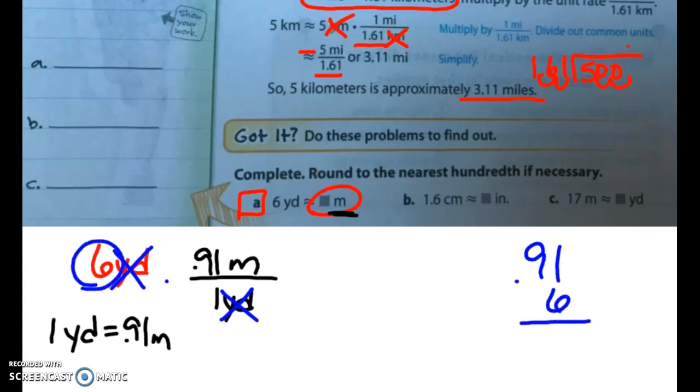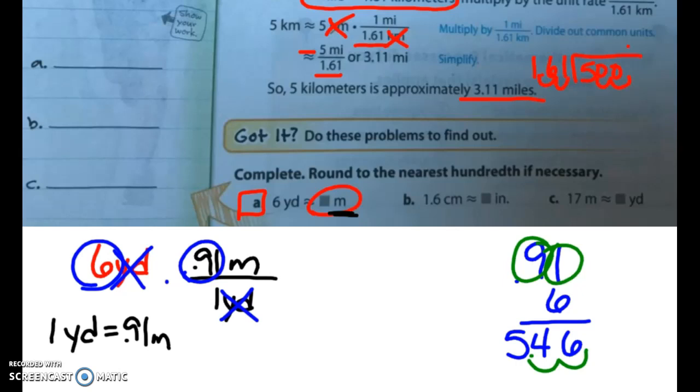So 6 times 0.91 gives me 546. But I also know that I've got 2 places past the decimal, so I need to move 2 places with my decimal. So I'm going to end up with 5.46, and my unit is meters, which is great because my answer was supposed to be in meters. Okay?